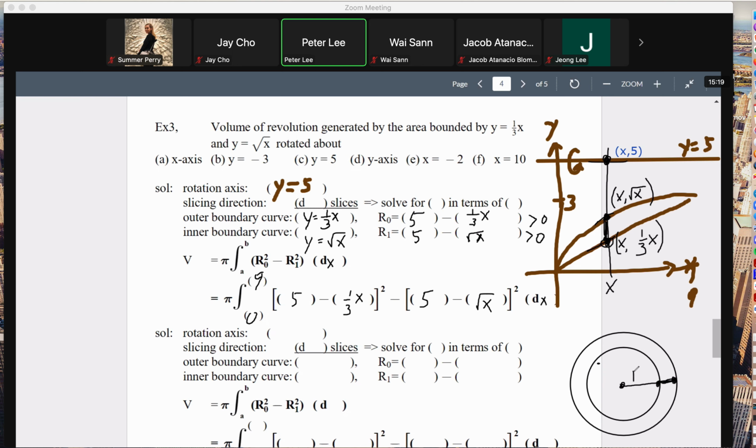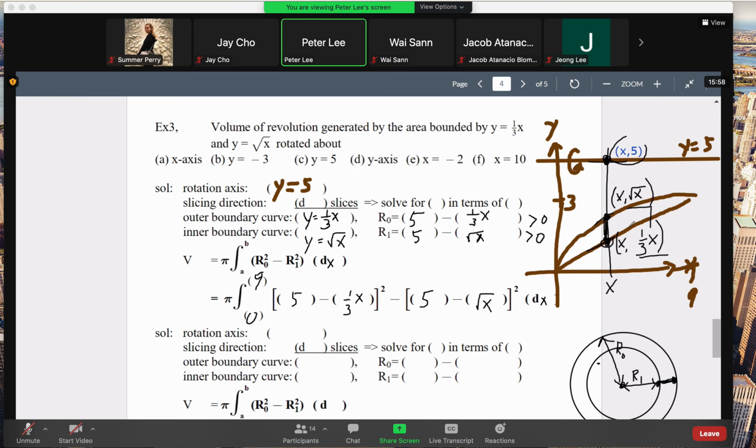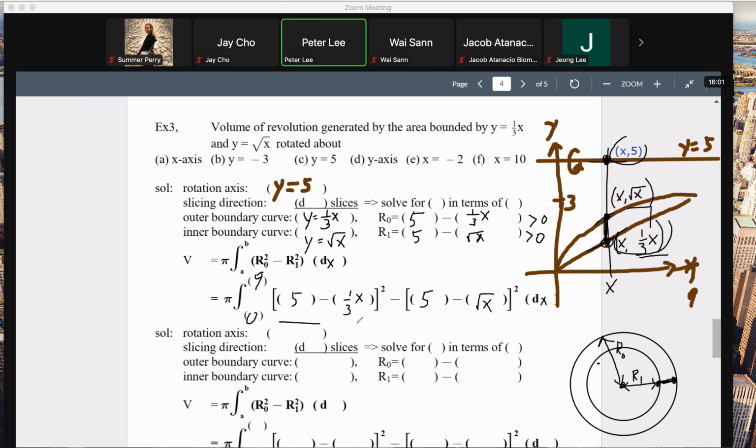This is the inner radius, Ri, and the outer radius is the big one. The inner radius is this right here, and this whole thing is the outer radius, R0. Okay? And I have all the points marked here. What is the inner radius? It's going to be the difference, square root of x minus 1/3 x. The outer radius is the distance from here to here, so that will be 5 minus 1/3 x right there. And then that will be the inner radius, 5 minus square root of x.